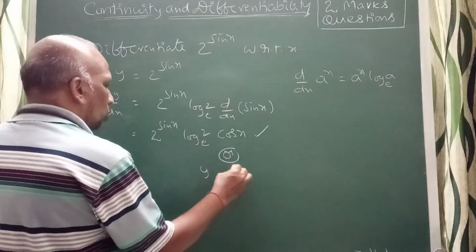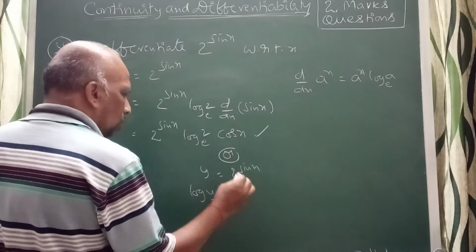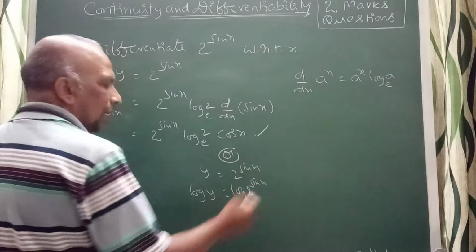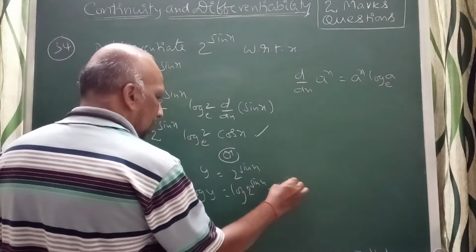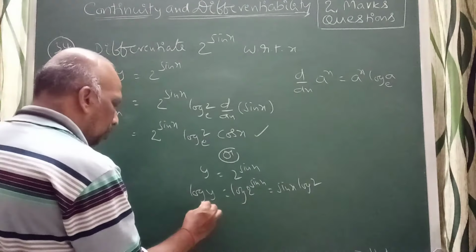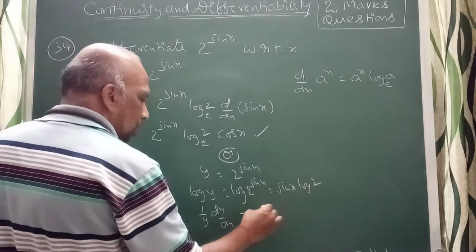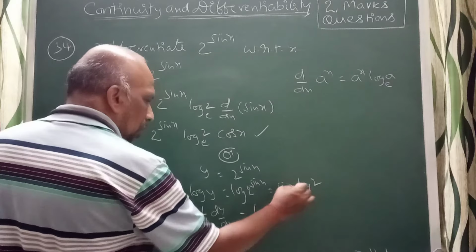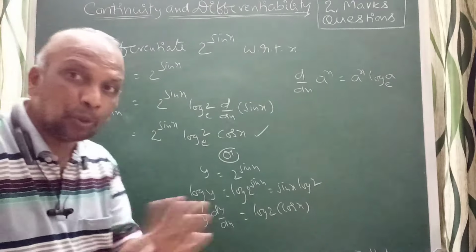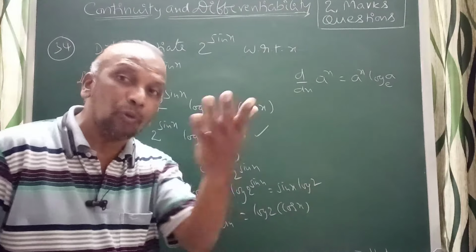If you want logarithmic differentiation, I can do like this. Suppose we take y is equal to 2 power sin x. Apply logarithm: log y is equal to log of 2 power sin x. This will become sin x into log 2, base e will be there always. Now differentiating, 1 by y into dy by dx is log 2, the coefficient, into the derivative of sin x, which is cos x. Here the product rule is not required. Even if you write the product rule, the derivative of log 2 will be 0.